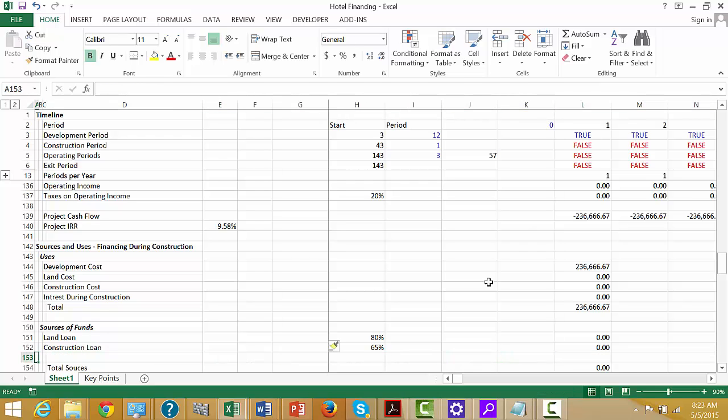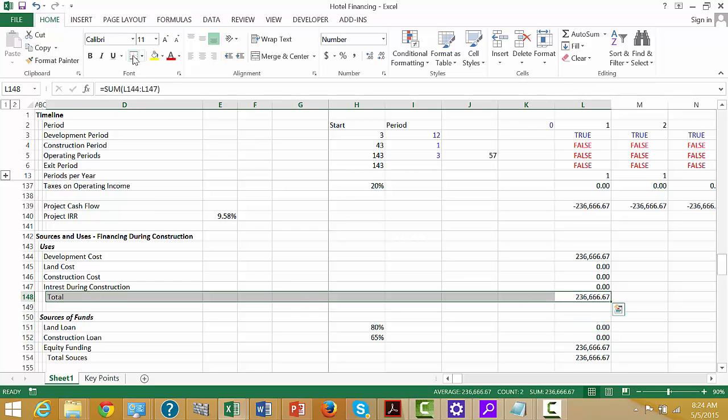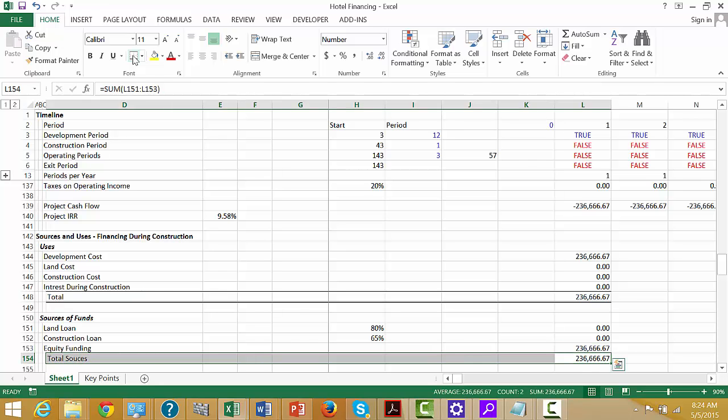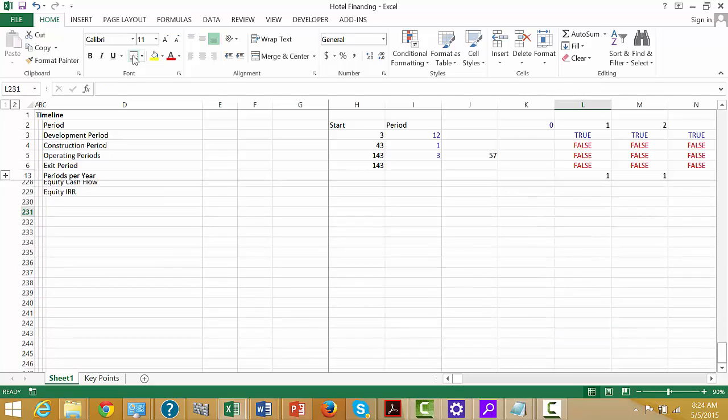Okay, and then we put equity funding. This is how much we take the total amount we have minus the amount we've put into the project, and this better be an alternate equal. Okay, and we can put the total fundings. And then we put this one here, okay?